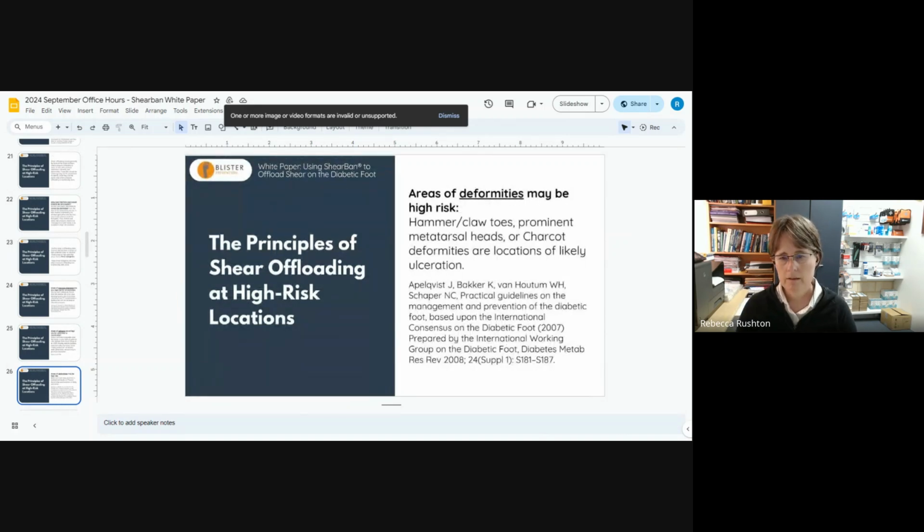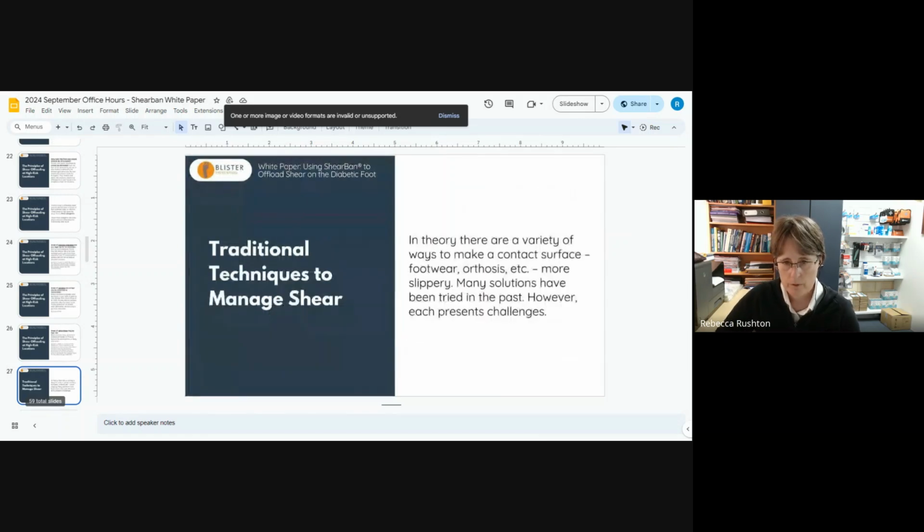And lastly, areas of deformities may be at high risk. So hammer toes, claw toes, prominent metatarsal heads, Charcot deformities. These are the locations of likely ulceration. So we're looking at identifying these high risk areas. Pretty easy for us because we know this because we're always trying to offload pressure.